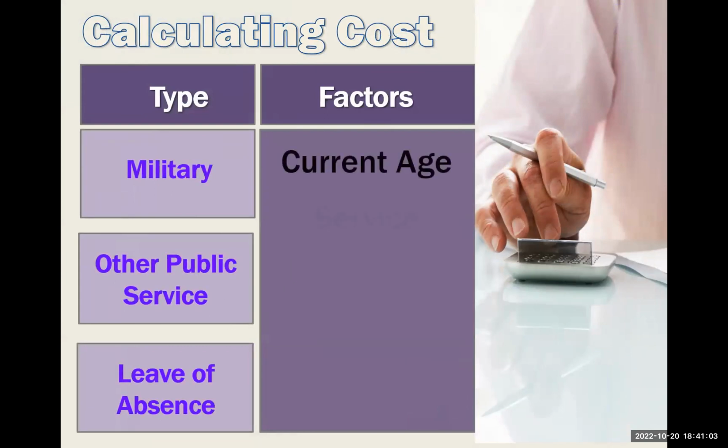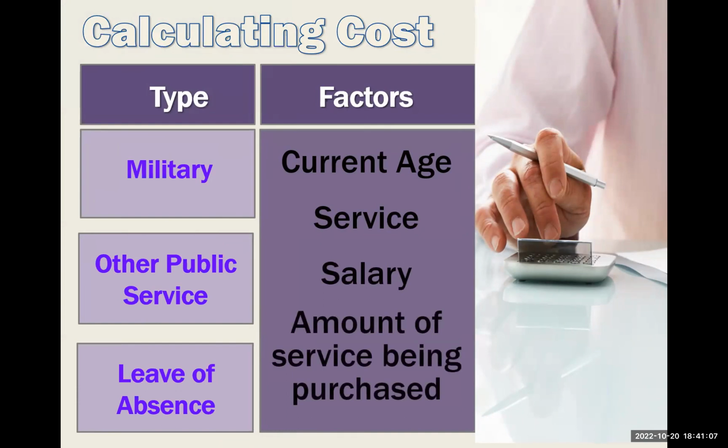Now, to purchase military, other public service, and leave of absence, the way that we calculate the cost are these factors that are shown here: your current age, your current service, your current salary, and the amount of service being purchased. So you can see that the cost is specific to each member based on their factors. You can also use the service purchase estimators on our website to get a ballpark idea of the cost.